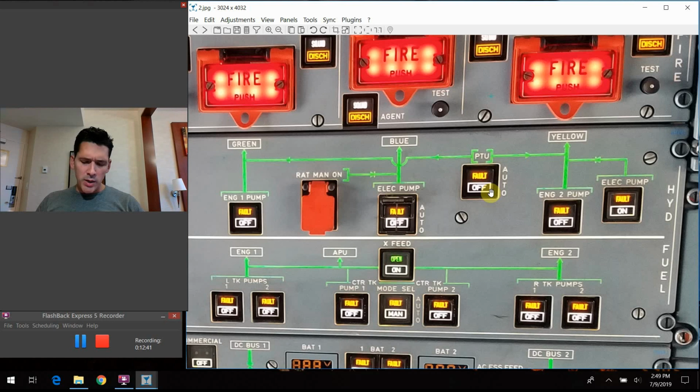But so we had the over temp in the reservoir, so the fluid's getting hot, low air pressure in the reservoir, or a low hydraulic quantity in the reservoir. Those are the things that would trigger the fault light in the PTU push button switch there.